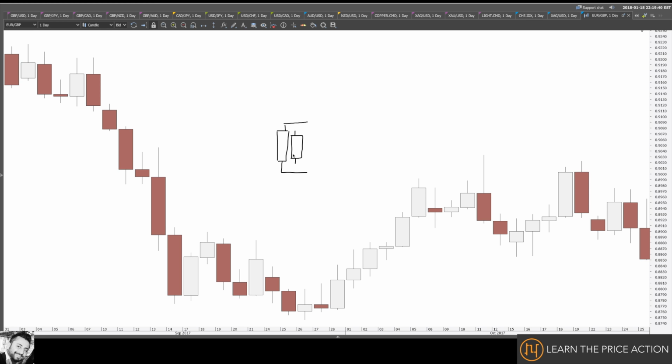The way to trade an inside bar is basically you take it in the direction of the trend. If the trend is up, you want to take the trade on the breakout of the mother bar, and then your stop loss should be on the low of this inside bar. Okay, so that's the best way to trade this inside bar.